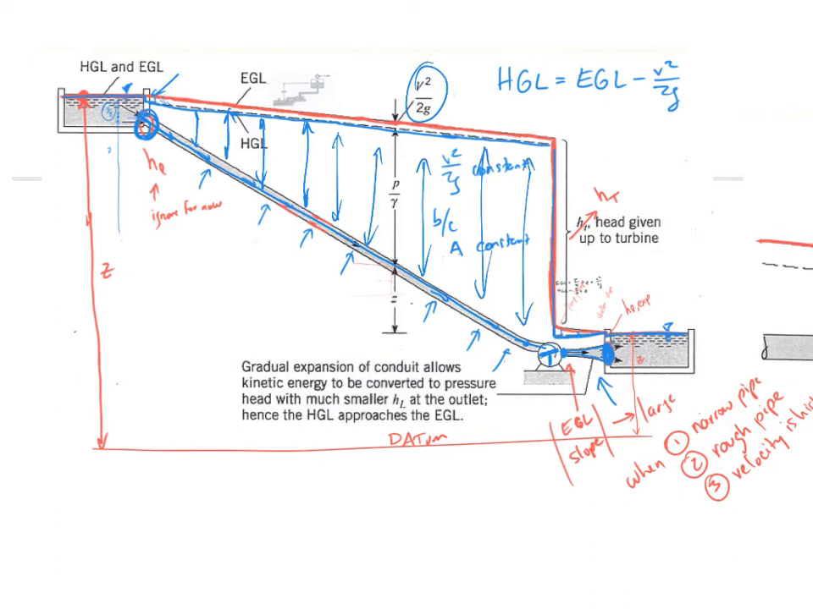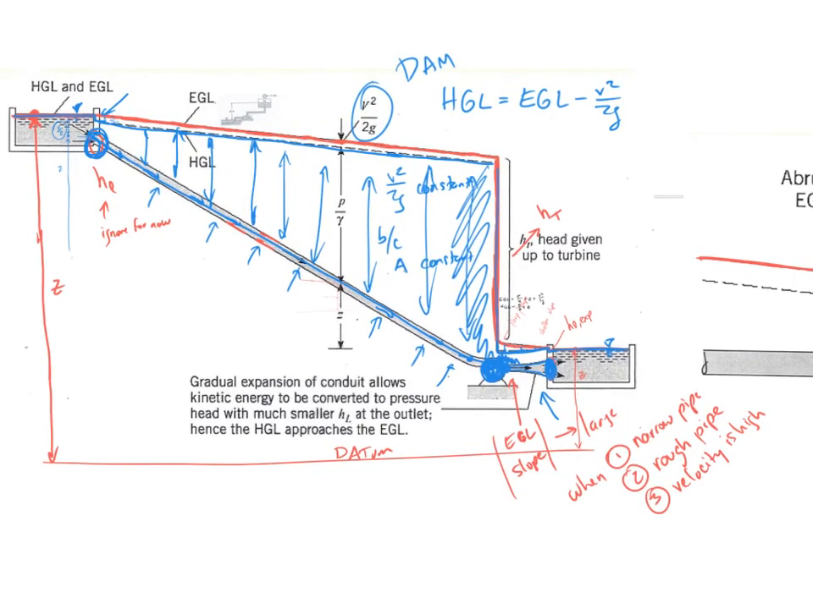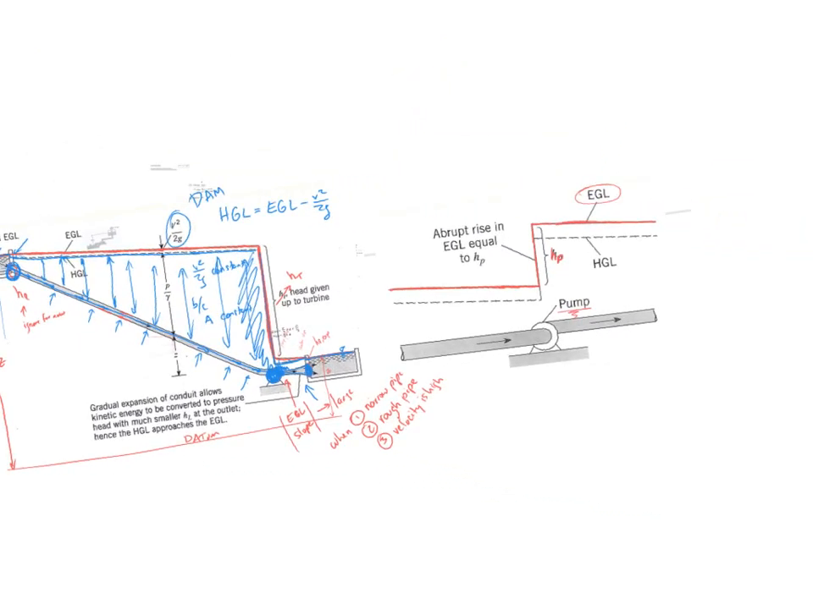And then all of a sudden, here's this turbine, and the turbine takes all of that pressure and basically removes it. And this is how a dam works, or hydroelectric power. You put it at the bottom of the dam because you want to get as much of that pressure head as you can possibly get.